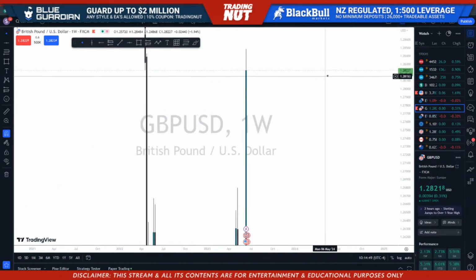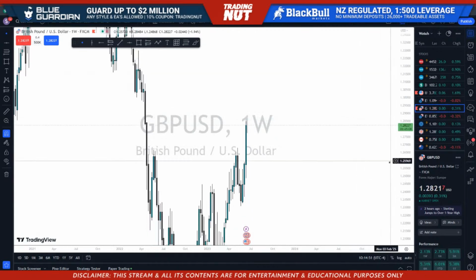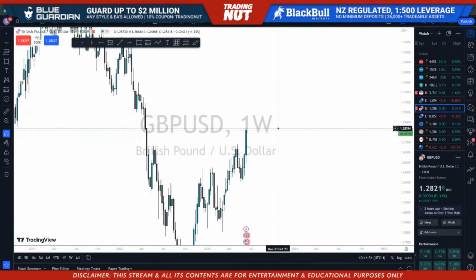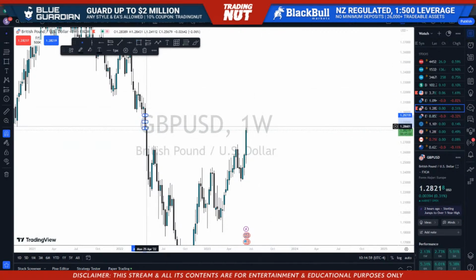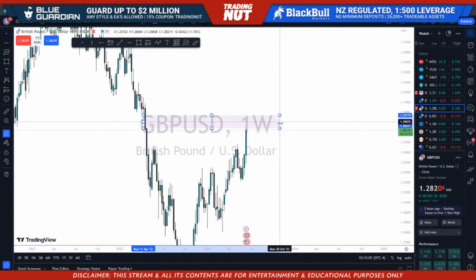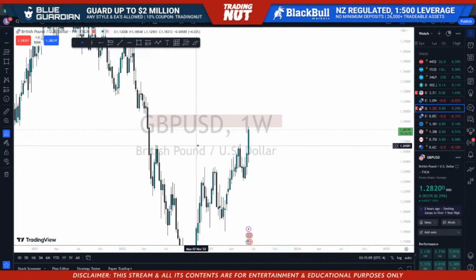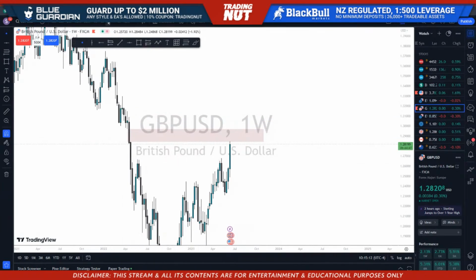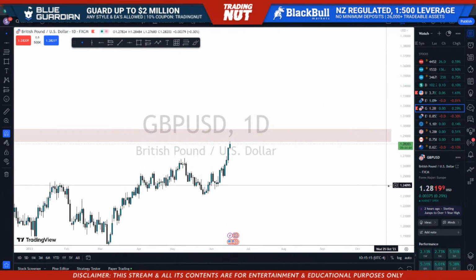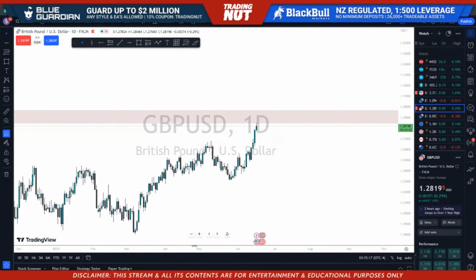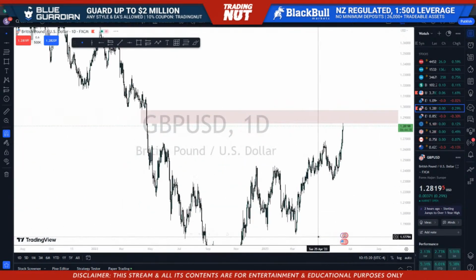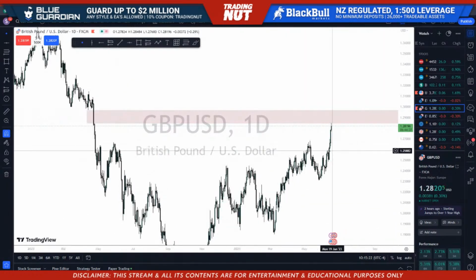Start off with the weekly time frame. Have this fair value gap up right here. Traded into it already. Let's make this red. Daily. Holding above the weekly fair value gap on the euro. Yeah, we're holding above it, but I think right now the GBPUSD is the stronger pair.